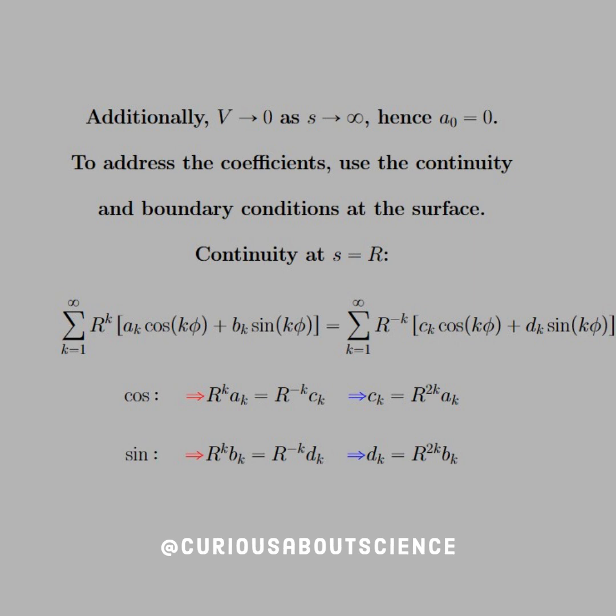So to solve for these, we know that we can use the continuity at S equals R and the boundary condition as given in the note on the slide. So continuity at S equals R means that these two summations need to be equated to each other. When we do that, we see that the coefficients on cosine are A_k and C_k, and the coefficients on sine are B_k and D_k, which allows us to express C_k as a product of R with A_k and D_k as a product of B_k with R.